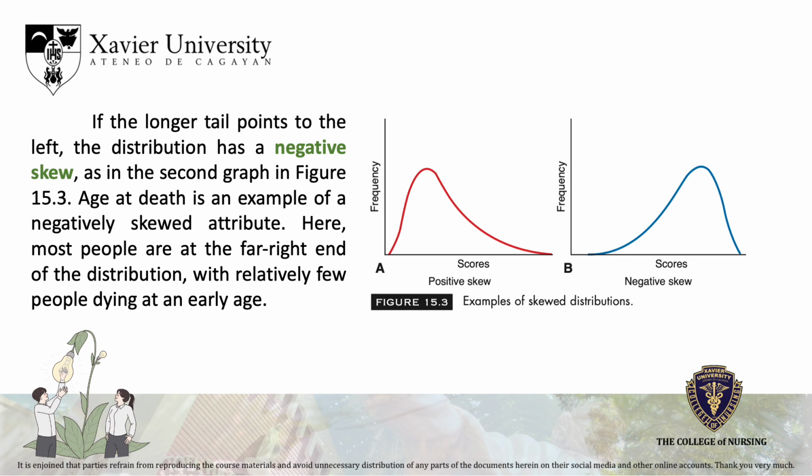On the other hand, if the longer tail points to the left, the distribution has a negative skew, as in the second graph in Figure 15.3, the blue one. Age at death is an example of a negatively skewed attribute. Here, most people are at the far right end of the distribution, with relatively few people dying at an early age.